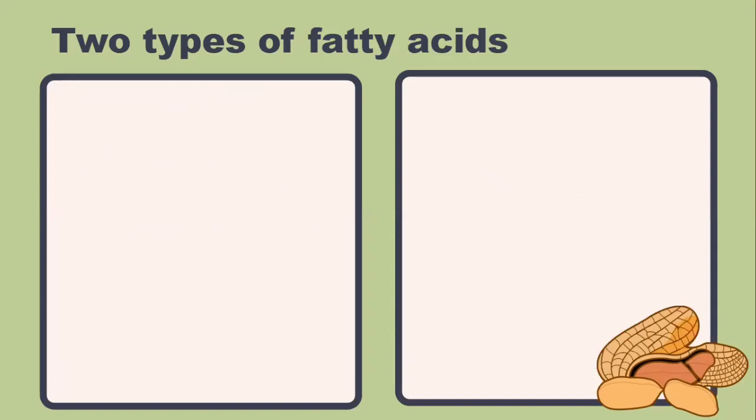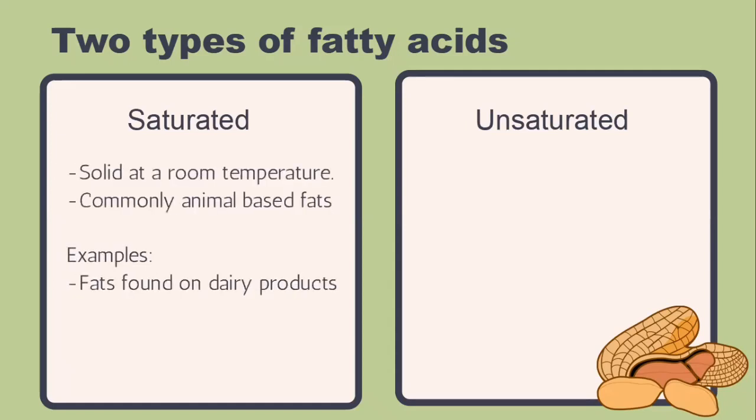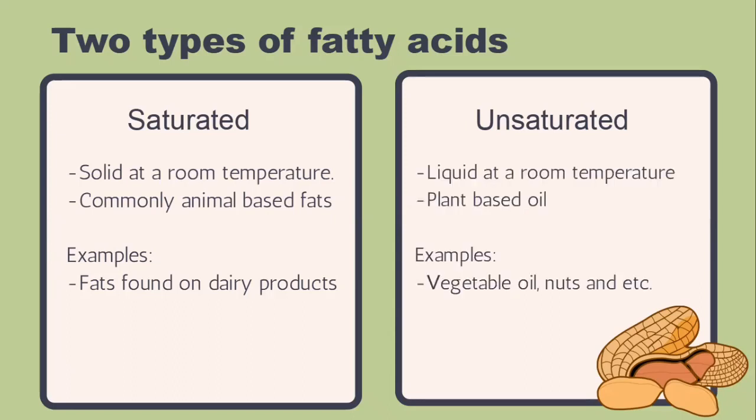Next, we have the two types of fatty acid, the saturated and the unsaturated fatty acid. Saturated fatty acids are commonly animal-based fats. Examples of this are the lard that we can get from pig and the butter. The unsaturated fatty acids are plant-based oils, or the oils that we can get from vegetables such as palm oil, olive oil, and sesame oil.